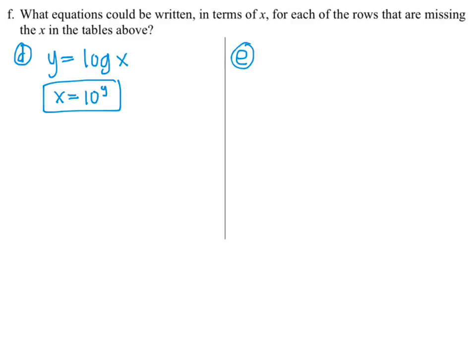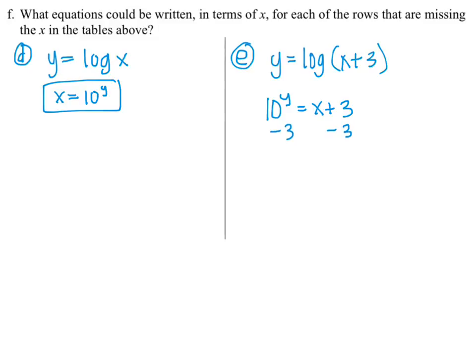For E, I had y is equal to log of x plus 3. I'll rewrite it in exponential form. 10 to the y is equal to x plus 3. Subtract 3 from both sides. Leaves me with x is equal to 10 to the y minus 3.